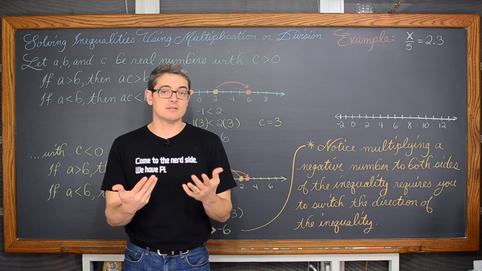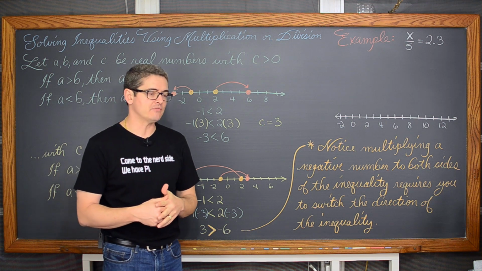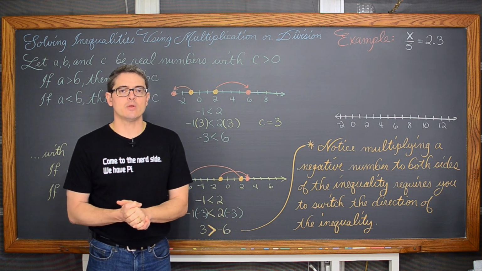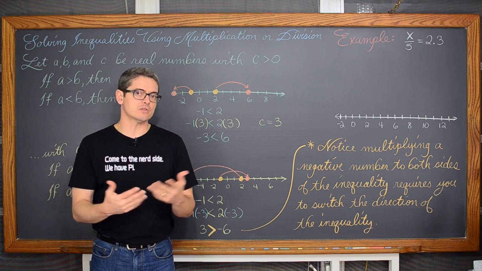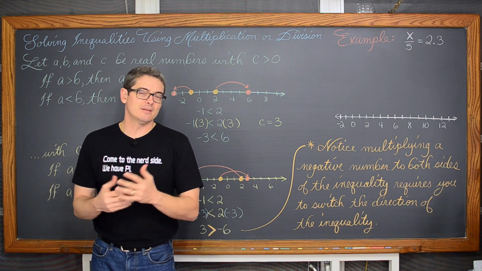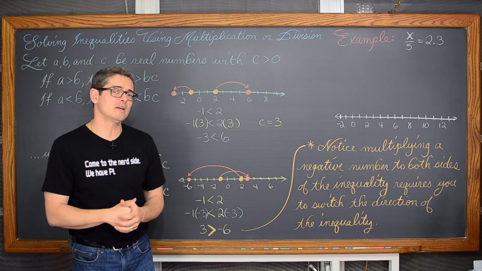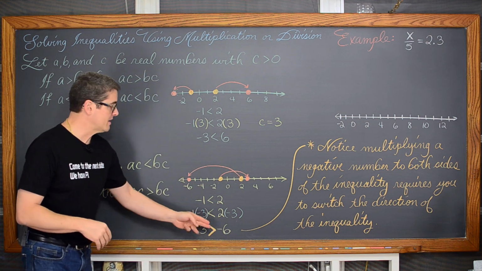Dividing by 2 is effectively the same thing as multiplying by 1/2, and 10 times 1/2 is also equal to 5. So that's why the rules are the same for multiplication and division. Multiply or divide by a negative number, you're kind of saying the same thing. If you're multiplying by a negative number, you're going to change the direction of that inequality.